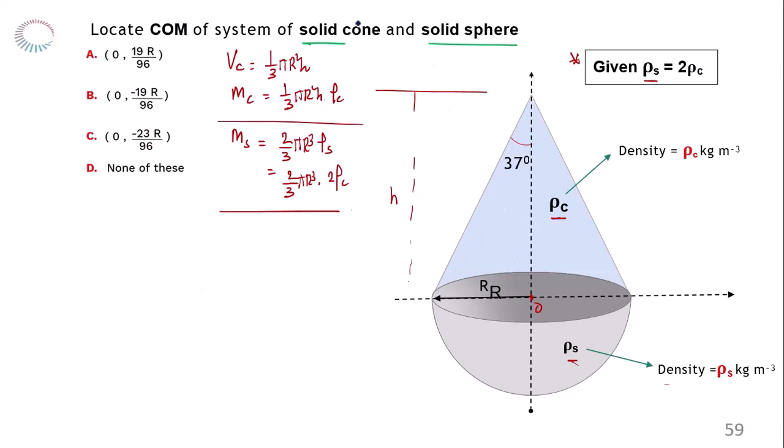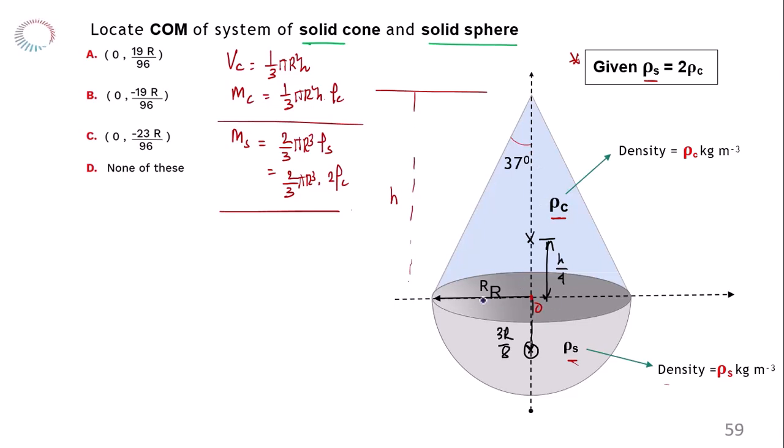For the solid cone, I know that from the base of the cone, the center of mass is at a distance of h by 4. And for the solid sphere, the center of mass is at a distance of 3r by 8.